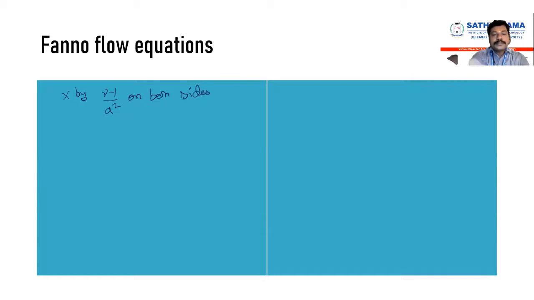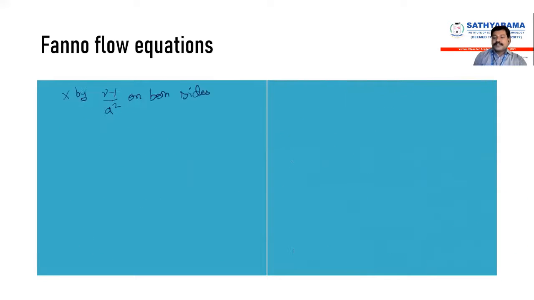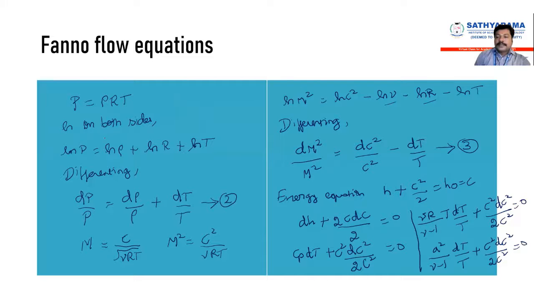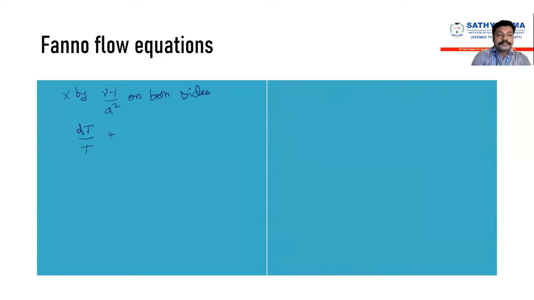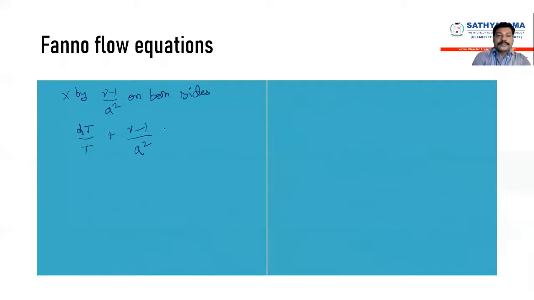So what will be the term now? Your first term is getting cancelled, so you have dT by T in your first term. So dT by T and then plus (gamma minus 1) divided by a squared, and then C squared dC squared divided by 2C squared, is equal to 0, right?